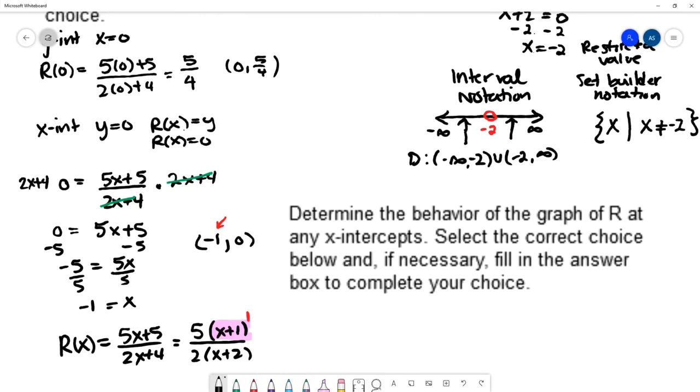So we know that we have a factor of x plus 1, which has a 0 of negative 1. That 0 has a multiplicity of 1, and because it is an odd number, we know that our x-intercept will cross the x-axis. Our graph will cross the x-axis at that x-intercept.